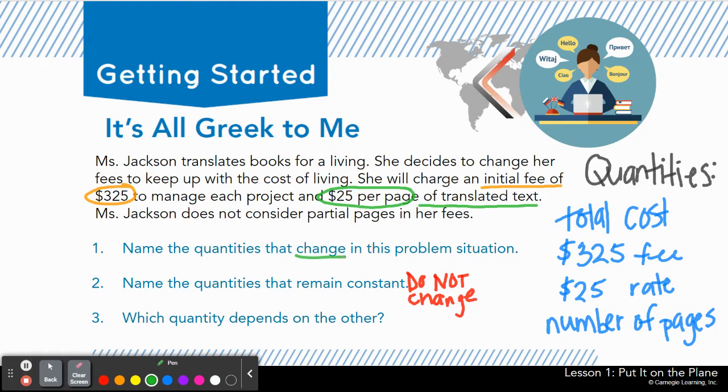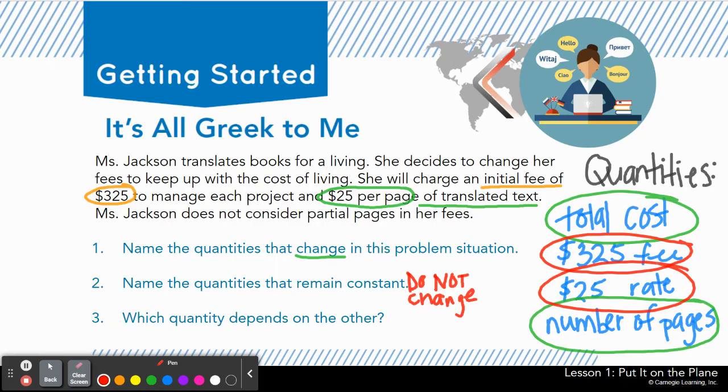Okay, let's compare answers. For number 1, in green, I circled the total cost is going to change, and the total cost is going to change because the number of pages a customer brings to Ms. Jackson is also going to be different. So for 1, you should have written total cost and the number of pages.